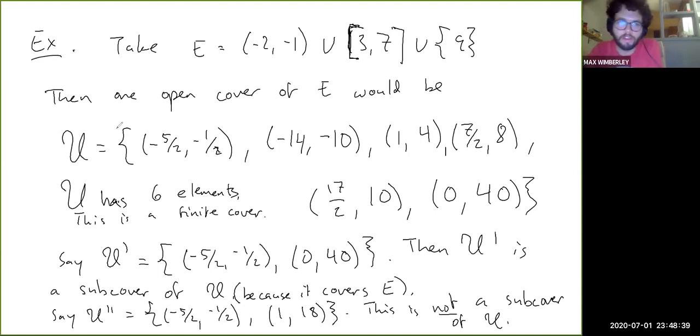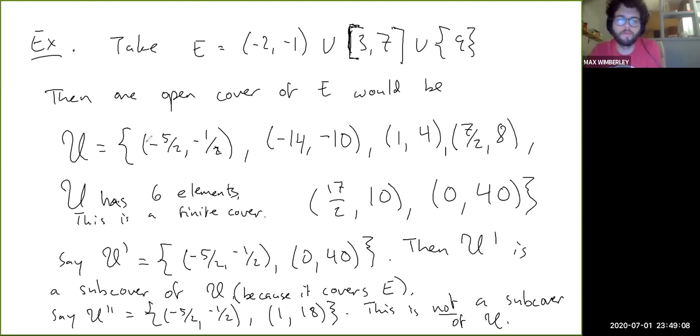One other thing about this. I said E is not compact, and that's actually hard to prove. Actually, it's not that hard to prove that E isn't compact, but it's hard to prove that a set is compact. But look at this. We have a finite cover. U is a finite cover. So why isn't E compact? We have a finite cover.